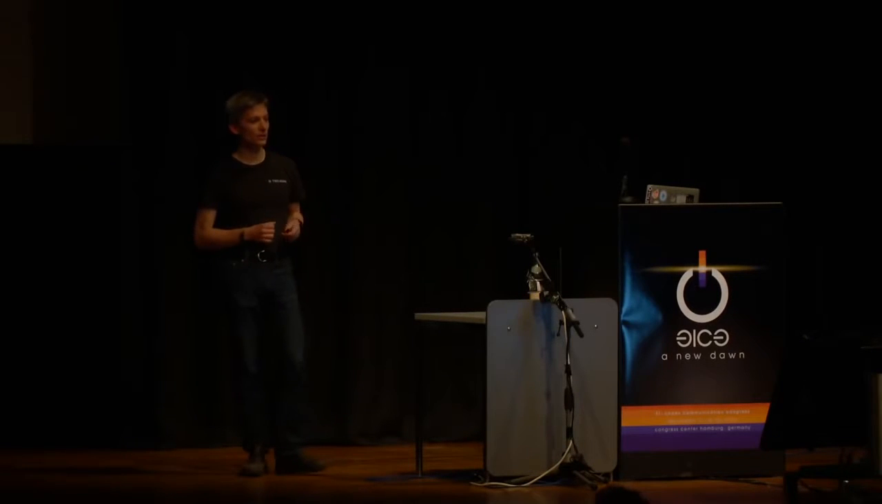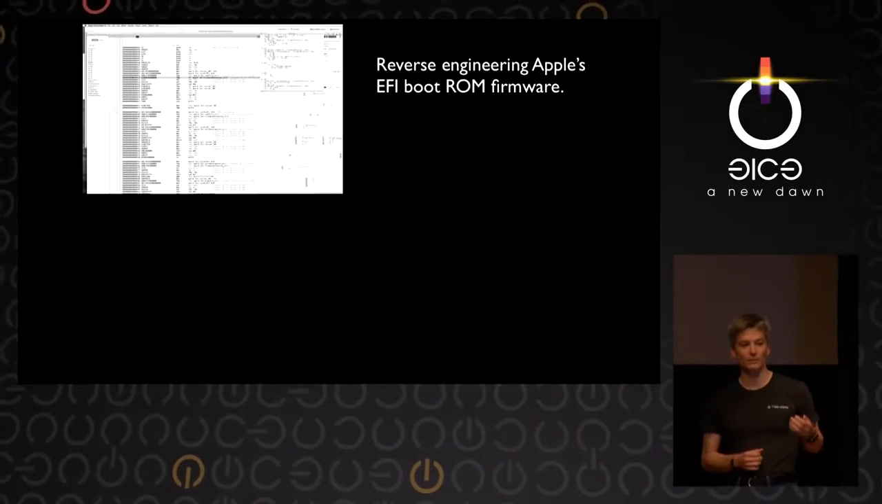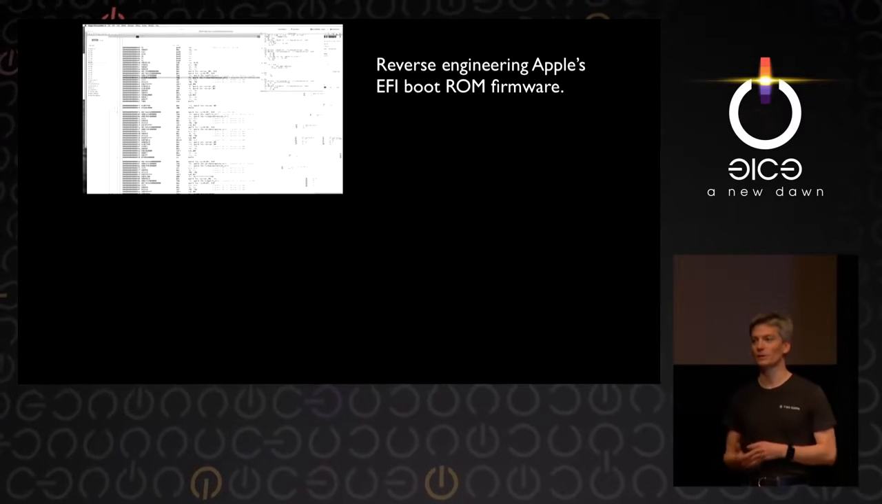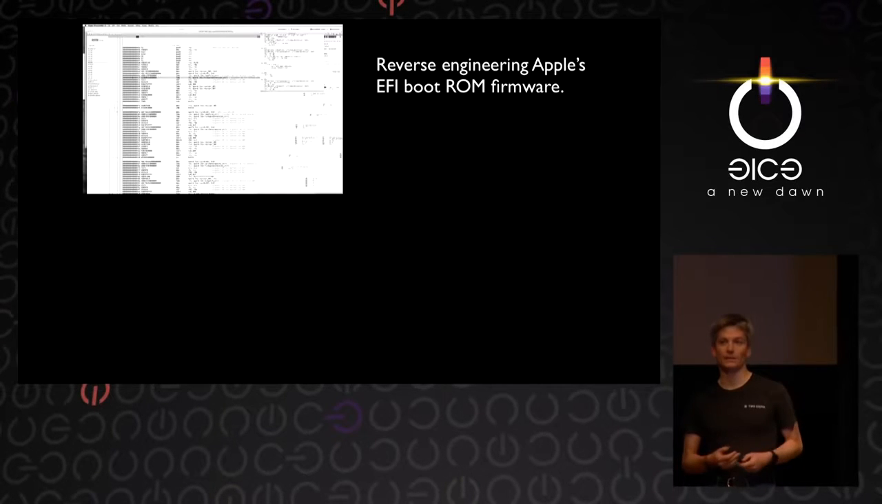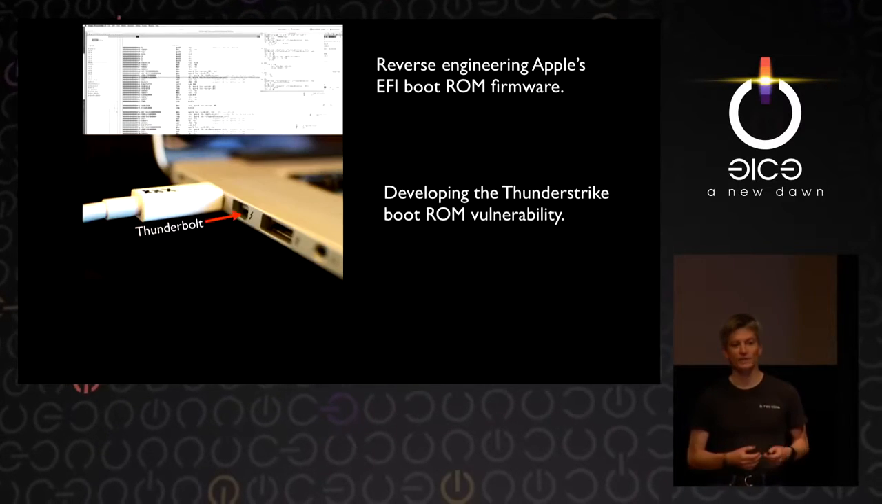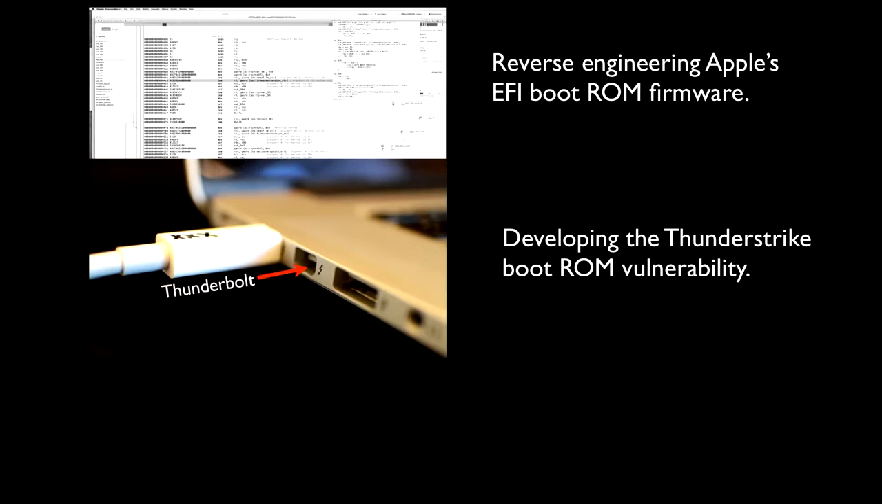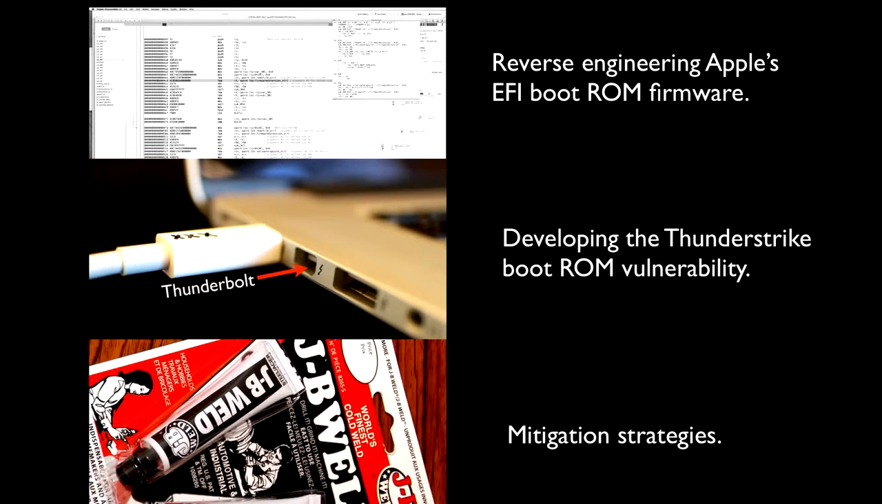And the talk is going to have a few parts. The first half is going to be about the journey of reverse engineering the EFI boot ROM in the MacBook. The second half is going to be about developing the Thunderstrike vulnerability. And then the third half is going to be about mitigation strategies. What can we do to prevent it that hopefully are better than epoxying the ports shut?